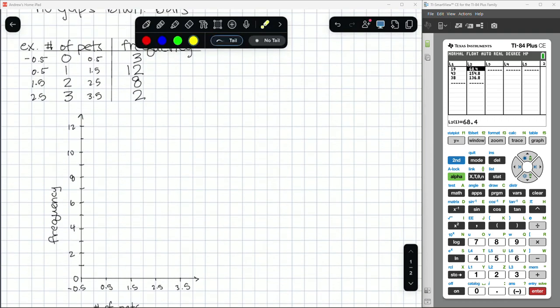Now all I'm going to do is draw a bar from negative 0.5 to 0.5. That's 3 units tall. So I'm going to go up to 3. I'm going to go across. I'm going to go down. That's my bar for that first category. And then I repeat for the next group, which goes from 0.5 to 1.5. I should be at a height of 12. So all the way up here.